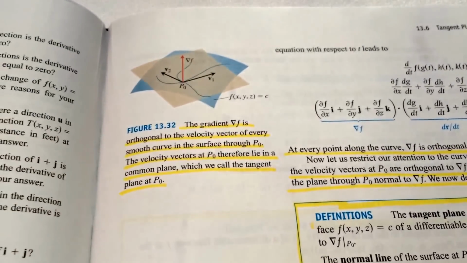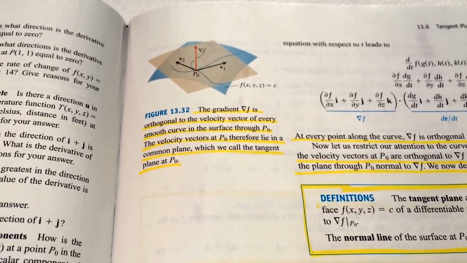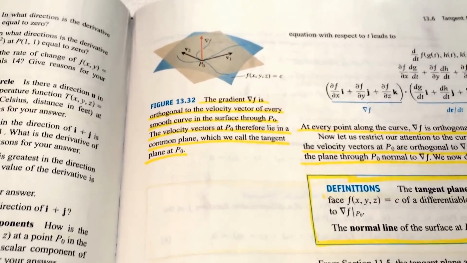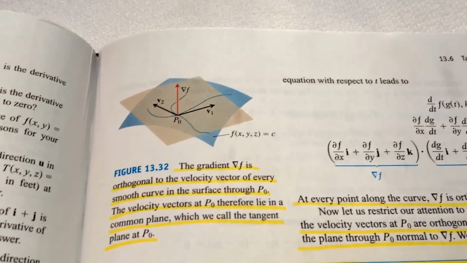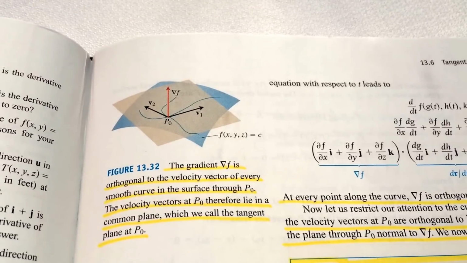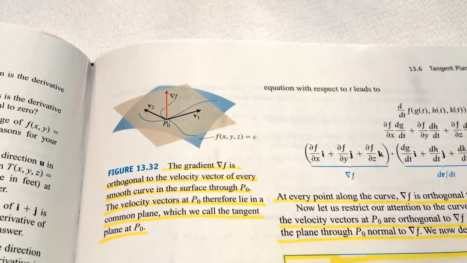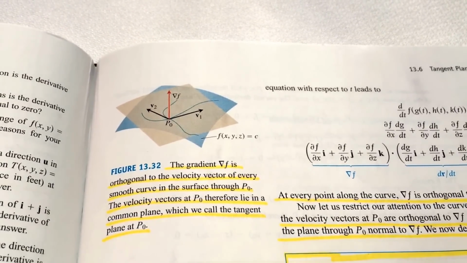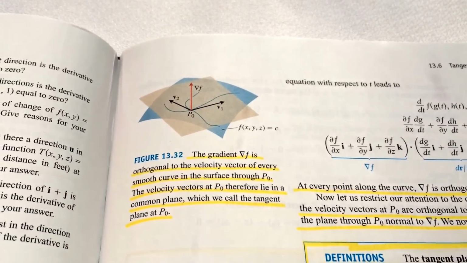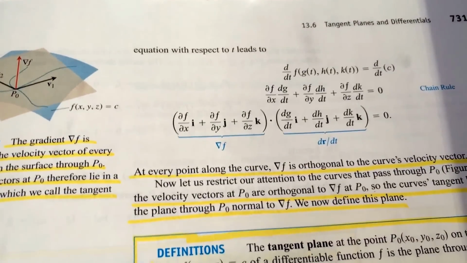So remember from 11.5, to have the equation of a plane, you need a point in the plane and a vector that's orthogonal or normal to the plane. And so here the gradient vector is orthogonal to the plane that contains all of the velocity vectors. And so the gradient vector can be your normal vector, that lowercase n vector that was in the formula in 11.5. So here they talk about it just a little bit more.